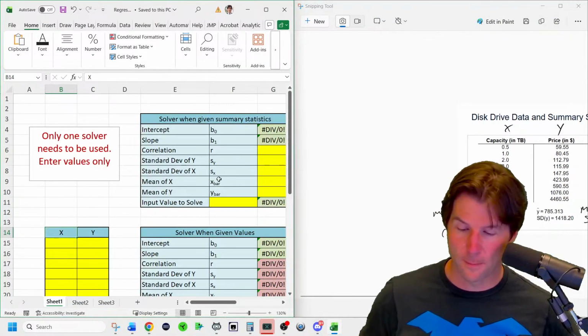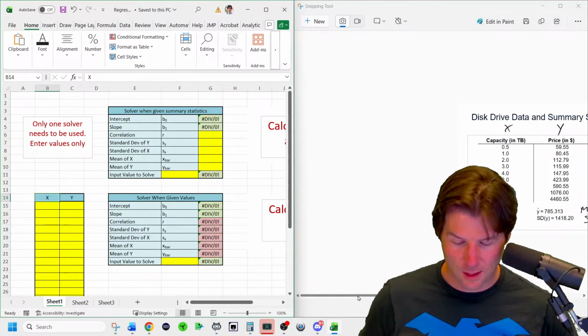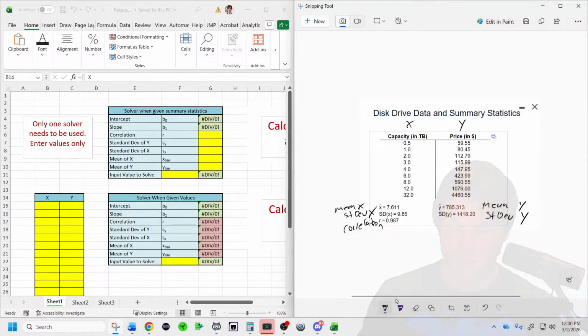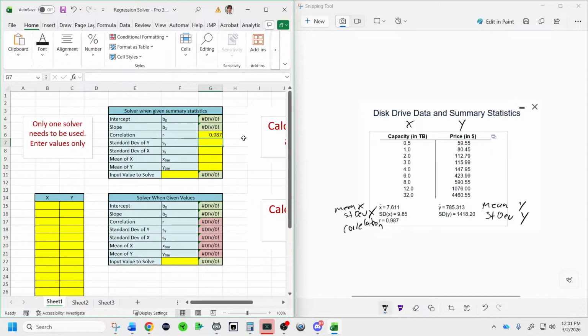Let's go side by side screen right here. You ready? Okay, so watch this. We're going to have to figure out how to get this all on screen one time. So I'm going to put this right here. Then I say the correlation value is 0.987. The standard deviation of y is 141820. The standard deviation of x is 9.85. The mean of x is 7.611. The mean of y is 785.313.